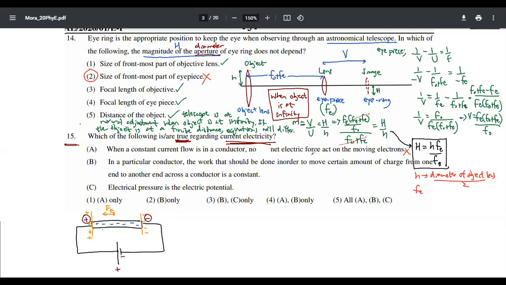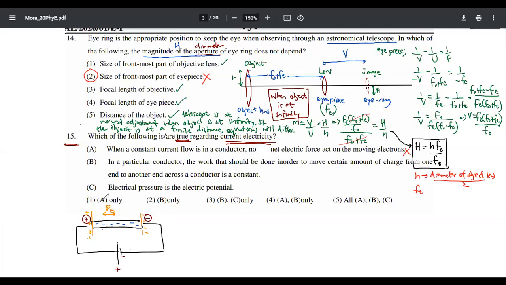No net electric force? Electric force, people, electric force. There's only one electric force acting. There is no other electric force. Maybe there is this resistance it gets from the positive charges, but that's not an electric force. So there's only one electric force, which is because of the electric field created by the battery. So we can't say no net electric force. A is wrong.